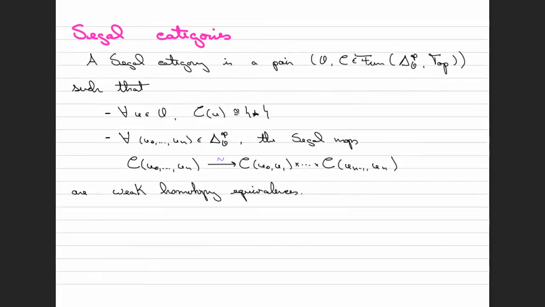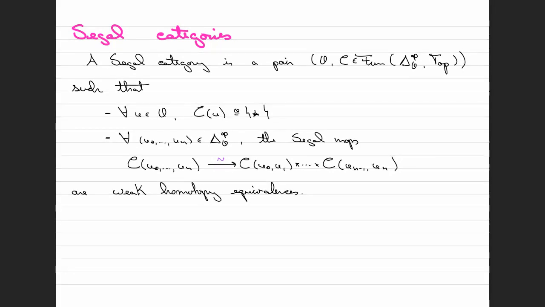Segal categories come in. So a Segal category is a pair of objects and then a functor like the ones we've been seeing, where the first condition we keep the same. We have the one-point space for C of x, but now the Segal maps are only weak homotopy equivalences. So obviously, or not obviously, but this generalizes the notion of categories, because if we in particular have an isomorphism, we have a weak homotopy equivalence. And yeah, that's it.